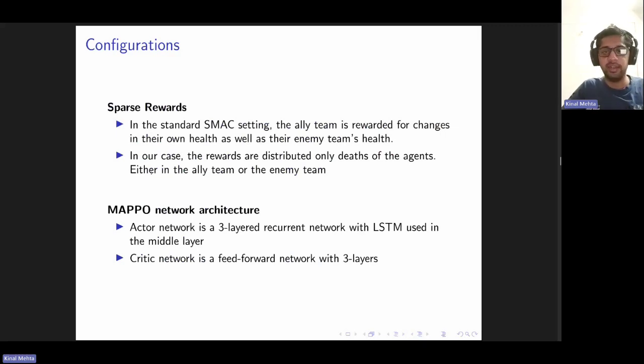So that is a very dense setting, where if two agents are coming face to face and shooting against each other, there is always a health reduction going on either side, and that's why it is immediately receiving a reward. In our case, the rewards are distributed only for the death and not for the reduction in health value. So this leads to very sparse rewards, where an agent might need to go and kill an agent in the opponent team to receive some reward.